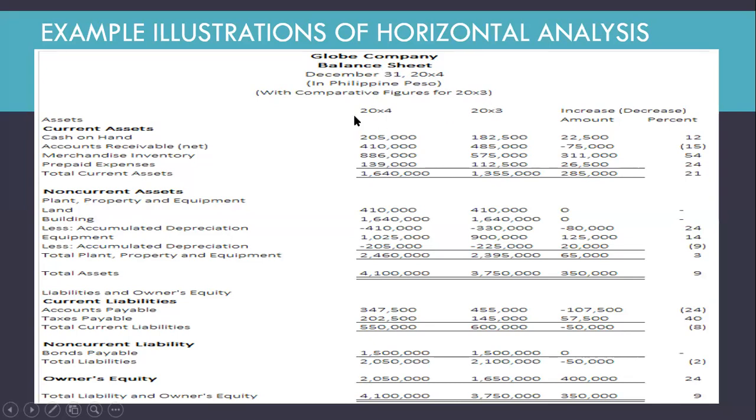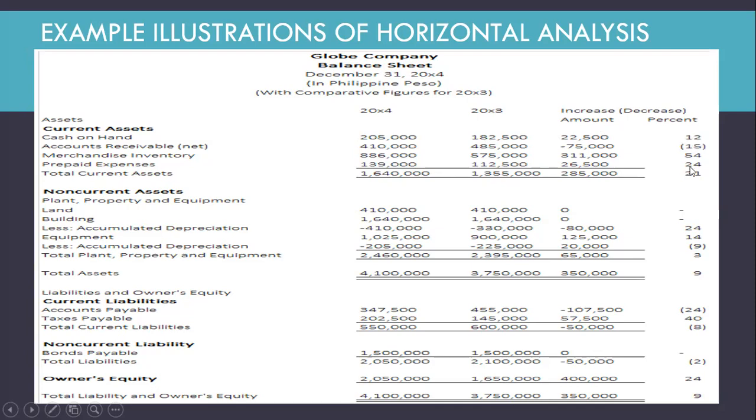So, yan po. Current assets natin, makikita nyo horizontal flow siya: from current assets, cash on hand, accounts receivable, then merchandise inventory. I-minus nyo lang yan para makita kung nag-increase or nag-decrease siya. Then i-divide nyo lang doon sa prior year para makita nyo kung yung percentage ba ay nag-increase din or nag-decrease.